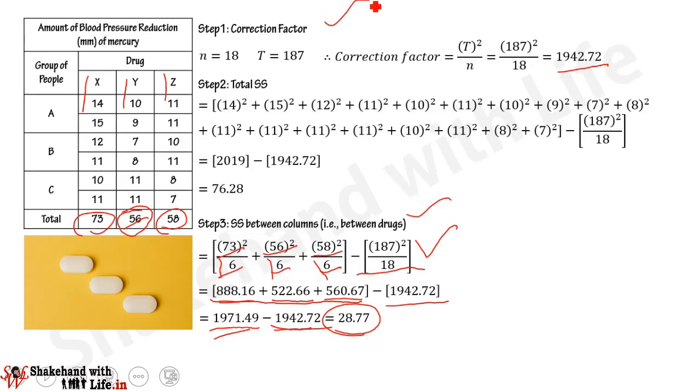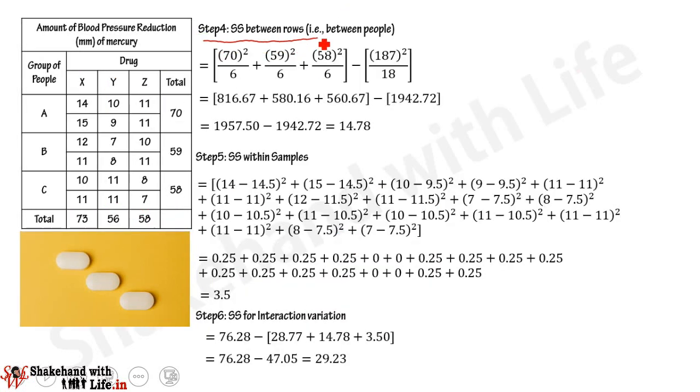So we calculate the correction factor first, then we calculate the sum of squares for total variation, which is 76.28. Then in the third step, we calculate the sum of squares for variation between the columns, or between the drugs. Now in step number 4, we calculate the sum of squares for variation between the rows, or between the people, or between the groups, right?